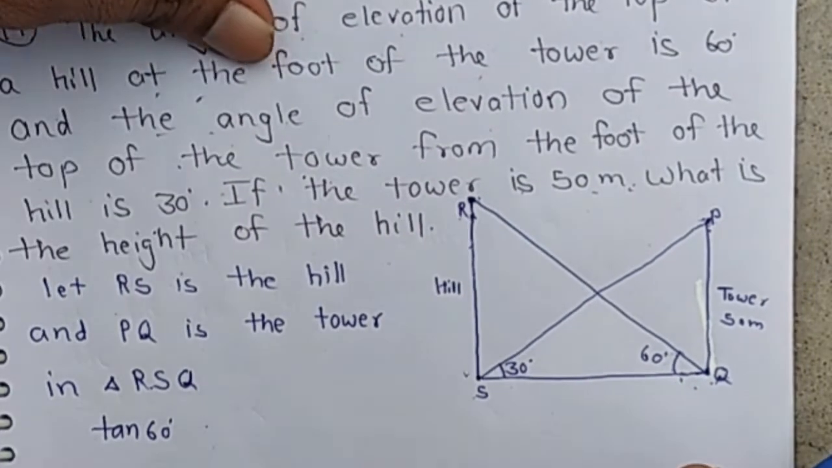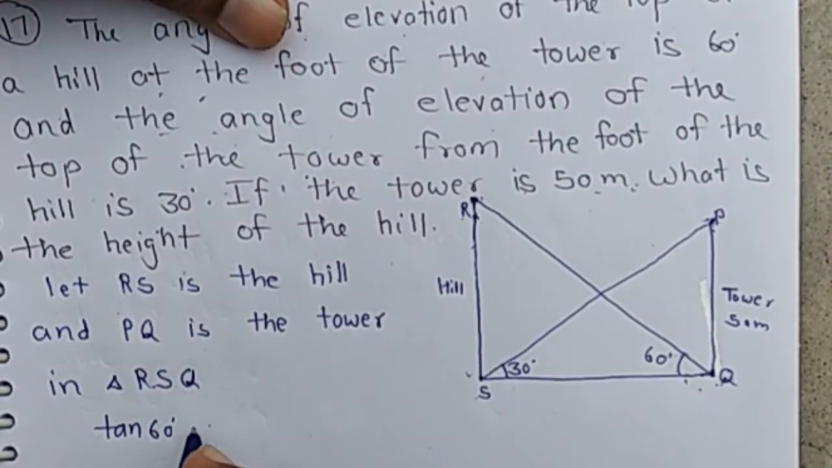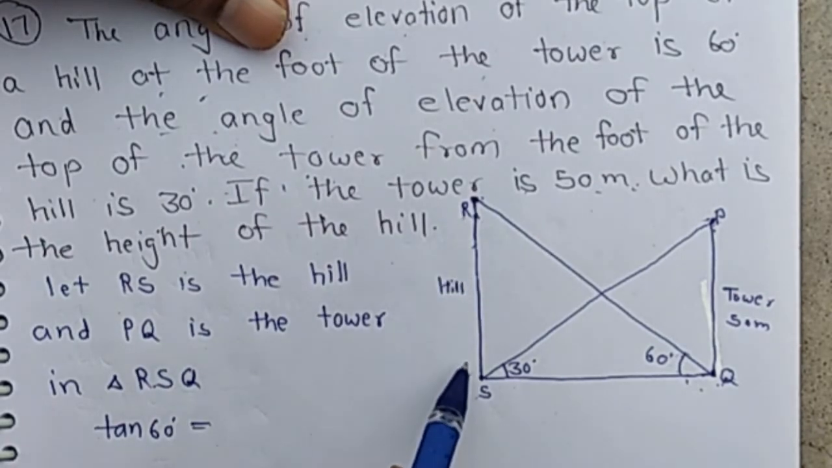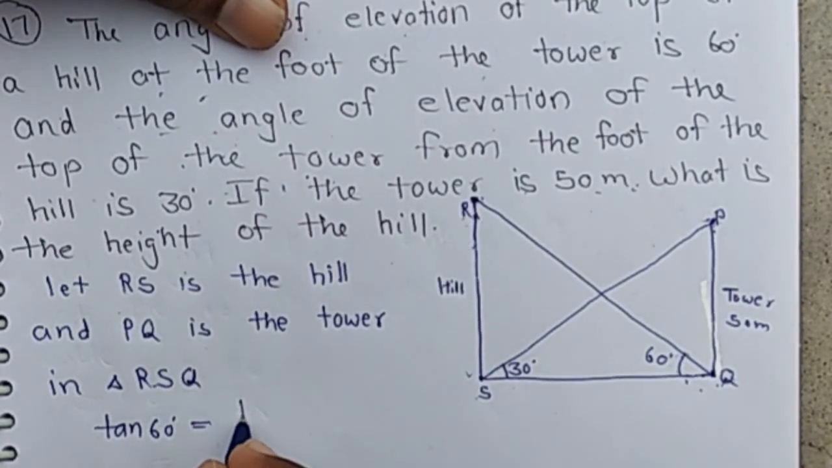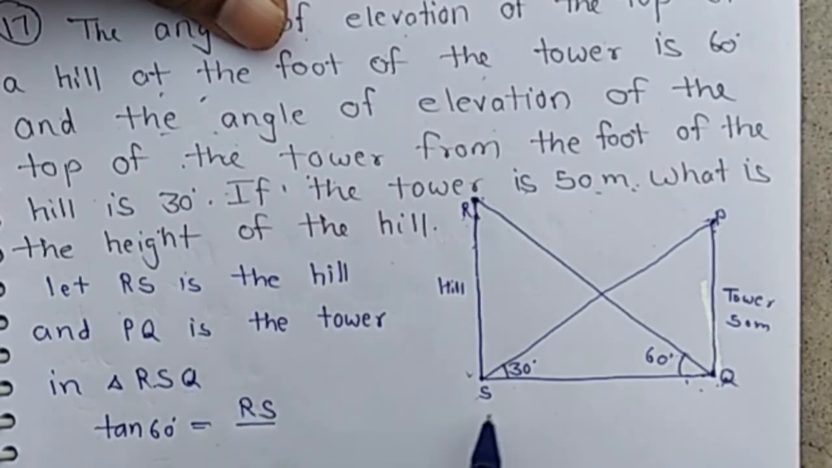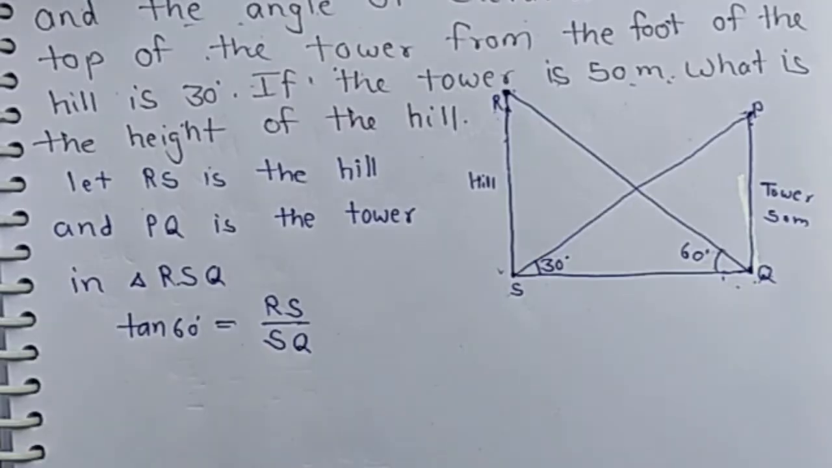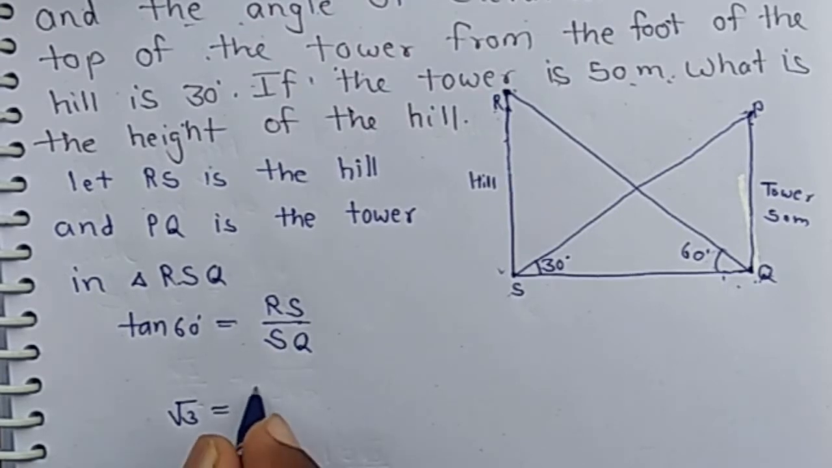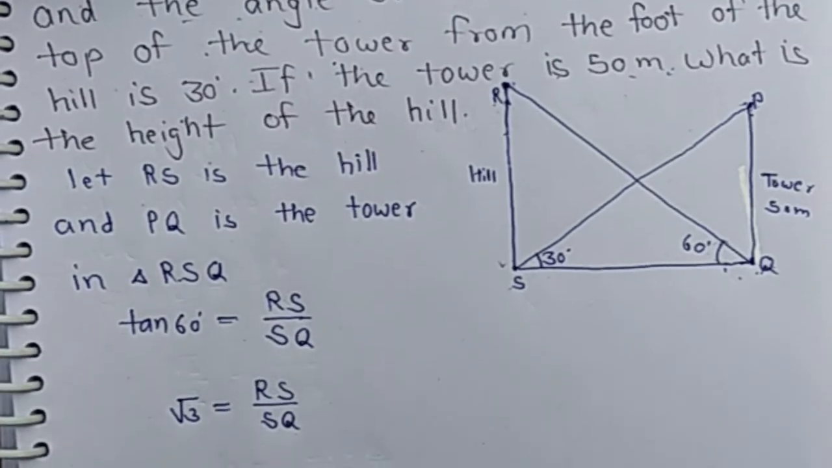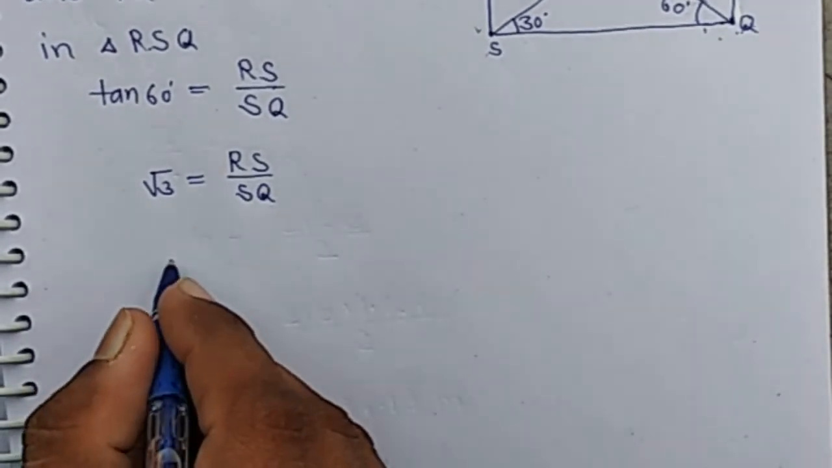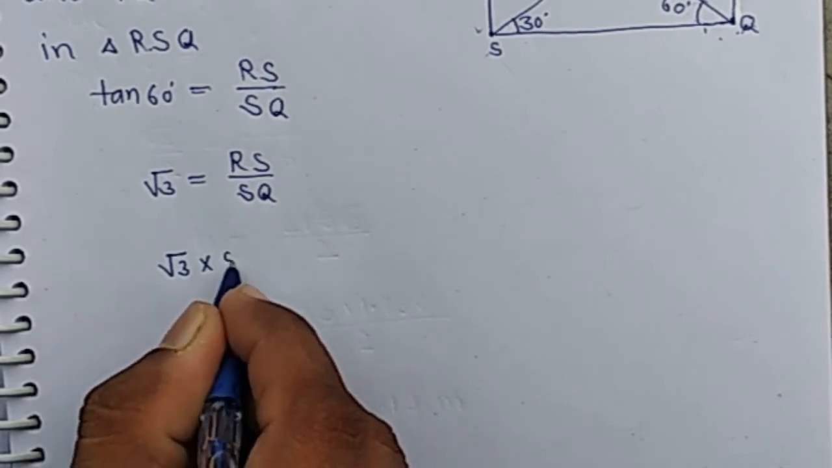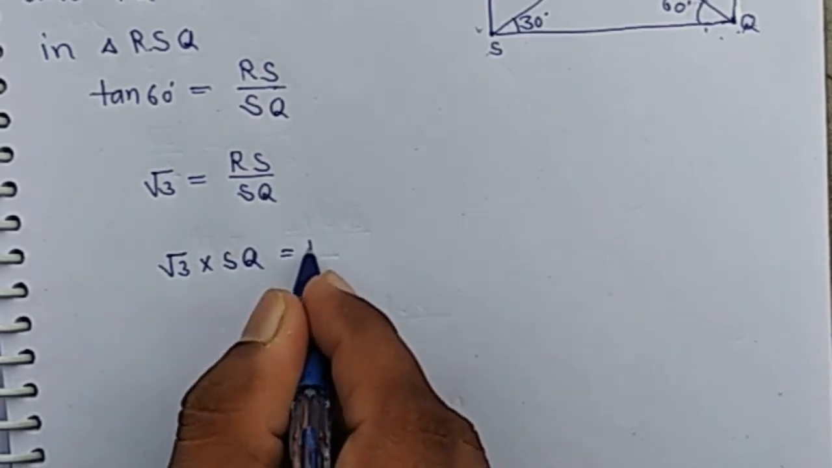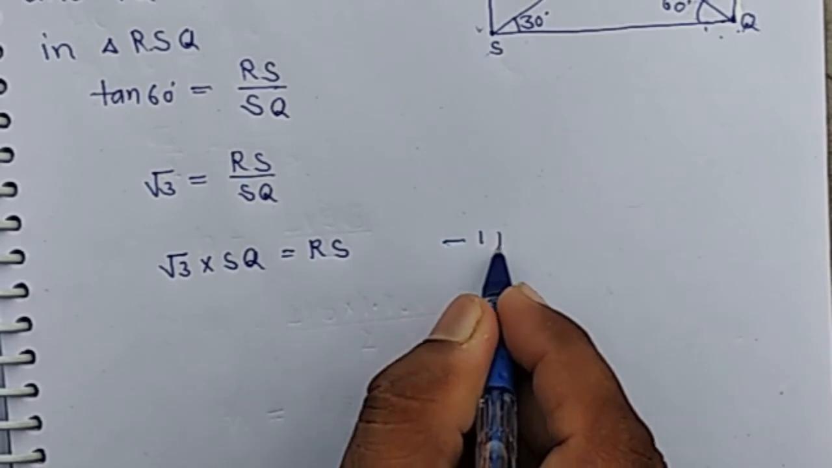Tan 60 equal perpendicular upon base. Perpendicular is RS and base is SQ. Value of tan 60 is √3. Then it is RS by SQ. And we have a relation √3 into SQ equal RS. It is our equation 1.